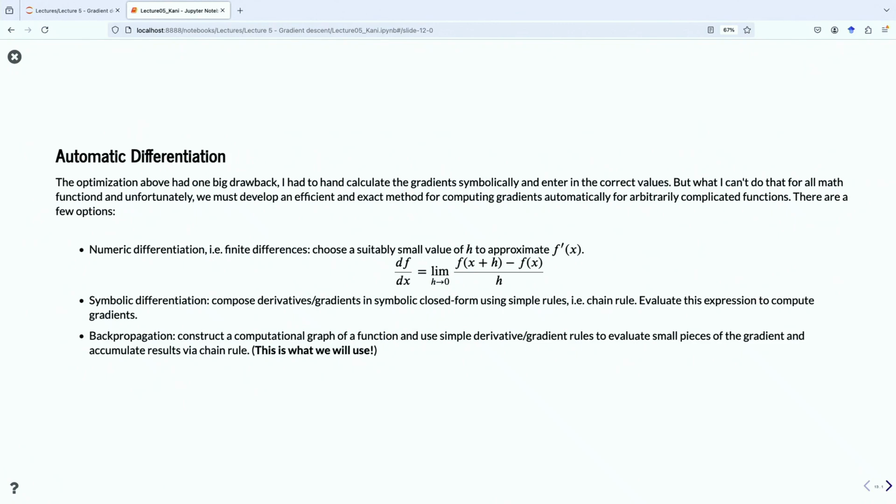Now, PyTorch and Python in general don't do things symbolically, right? Computers don't like to do things symbolically. They are bad at it. So what are the options? How do we calculate the differential? How do we calculate the gradients? How do we calculate the derivative without actually calculating it symbolically? I mean, the symbolic we did.